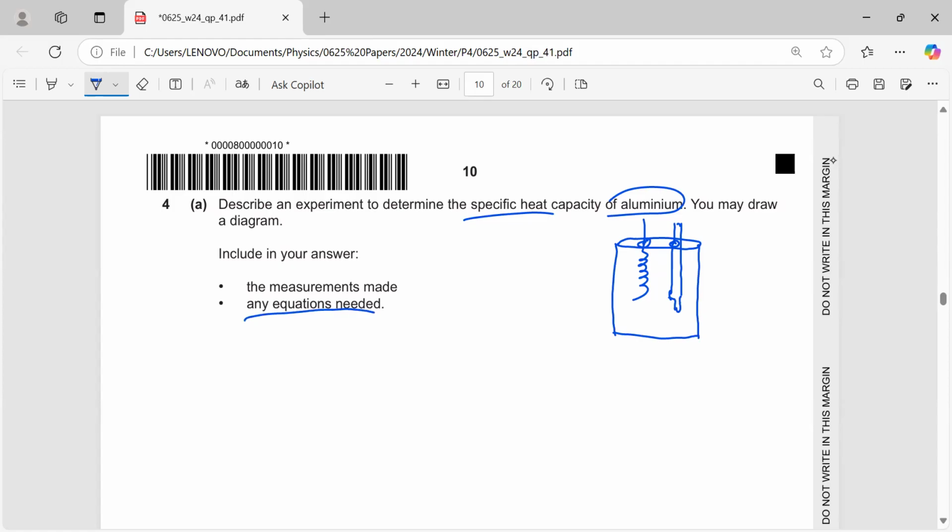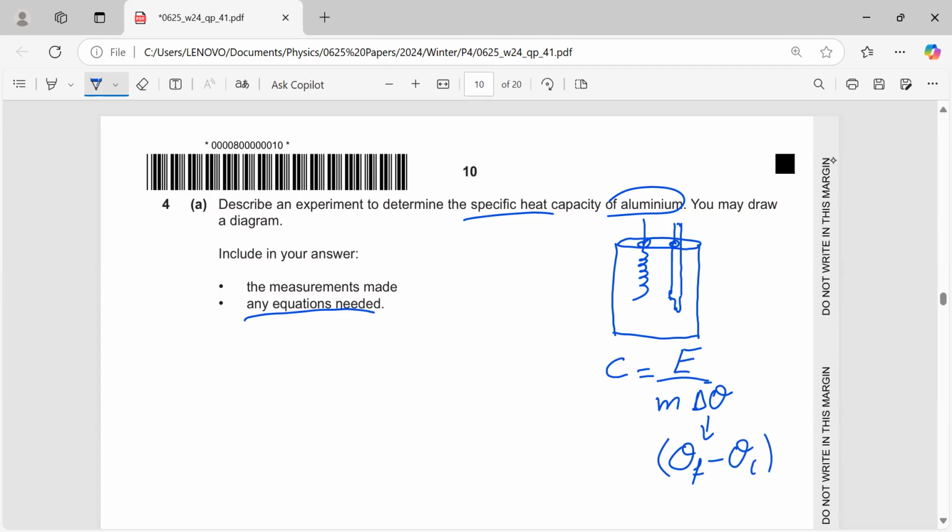We need C equals E divided by M times change in temperature, where C is the specific heat capacity and E is the total energy. The change in temperature is the final temperature minus the initial temperature. So these are our requirements.